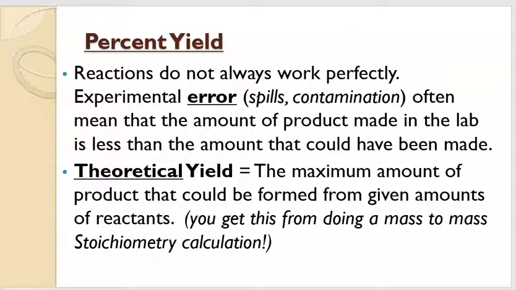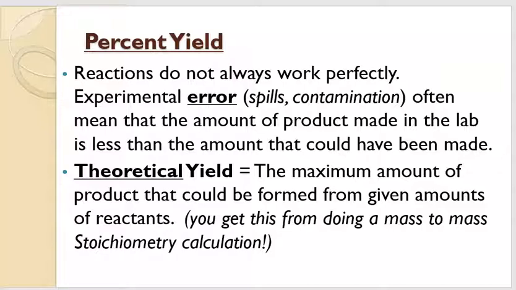So, even though we wish they could, reactions do not always work perfectly. In real-life labs, experimental errors happen. This can be spills or maybe some contamination. And what this means is that the amount of product made in the lab is less than the amount that could have been made. So what does that mean? How are we going to use this?